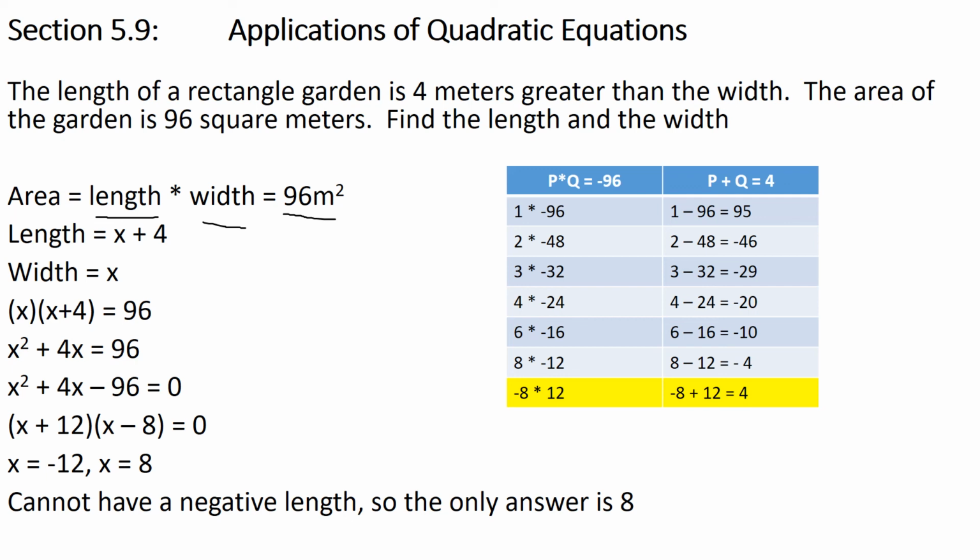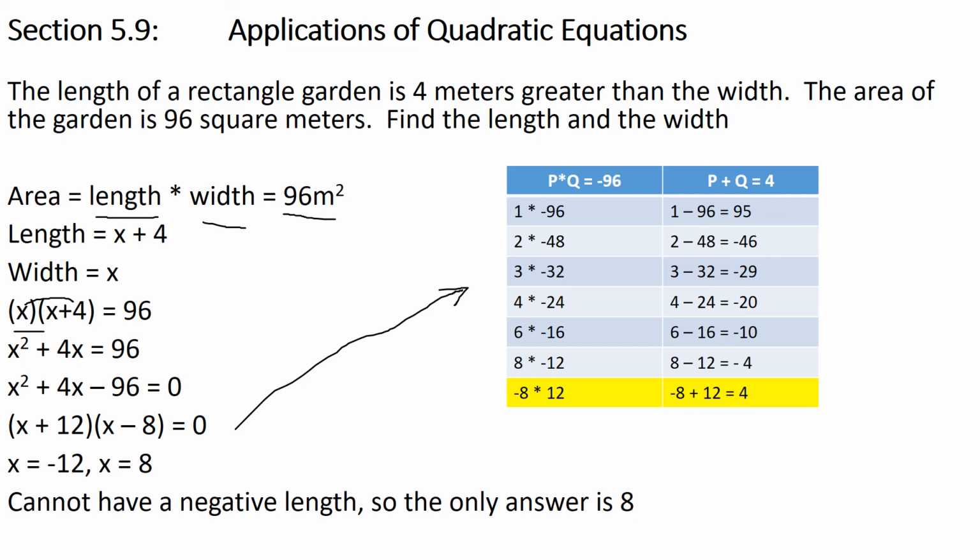I multiply this out: x times x is x squared, x times 4 is 4x. So x squared plus 4x equals 96. And I'm going to solve it as a quadratic equation. I'm going to get all the numbers on one side, so x squared plus 4x minus 96 equals 0. And I did a table here using the PQ method, with all the possibilities that give me negative 96. It ended up being the last one: negative 8 times 12 is negative 96, and negative 8 plus 12 equals 4. So my factors are going to be x plus 12 and x minus 8.